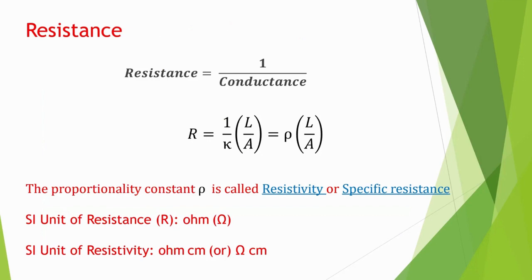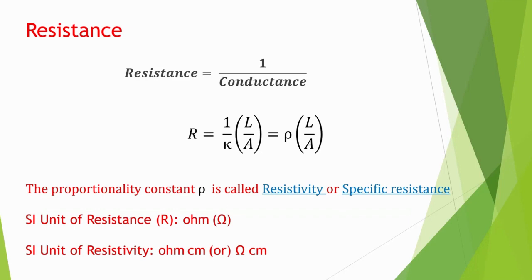The next concept is resistance. Resistance is the reciprocal of conductance. Resistance is equal to 1 by conductance. We can write it as an expression R is equal to 1 by G, which is equal to 1 by kappa times L by A. 1 by kappa can be written as another constant rho. Here the proportionality constant rho is called the resistivity or specific resistance.